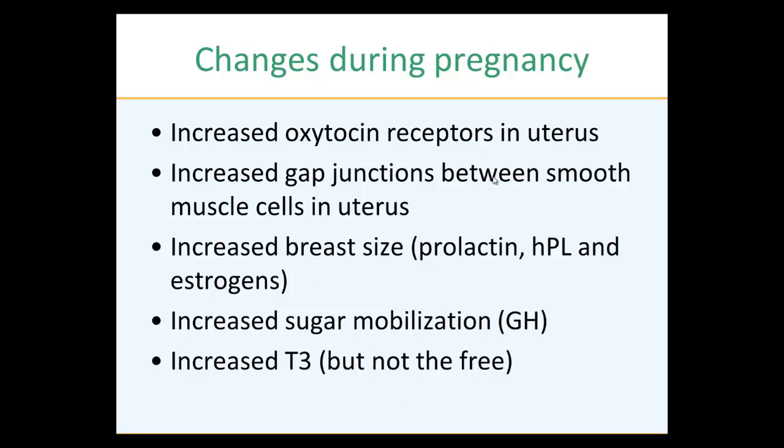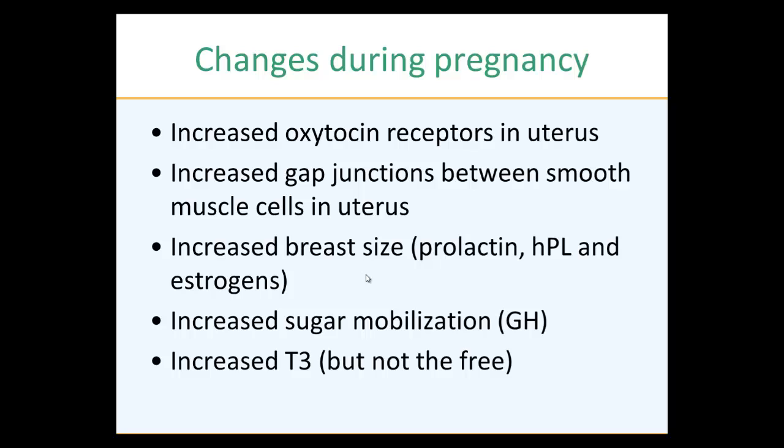Oxytocin receptors are increased in the uterus, and that will promote the oxytocin to have a very strong action, and this is caused by the estrogen. The estriol, E3, is what increases the oxytocin. You also have increased gap junctions between the smooth muscles in the uterus. That is also mediated by the estrogen.